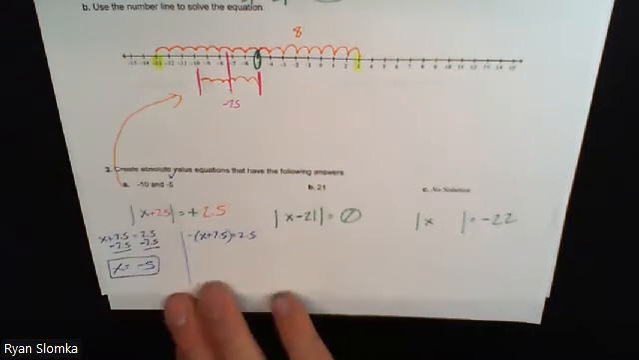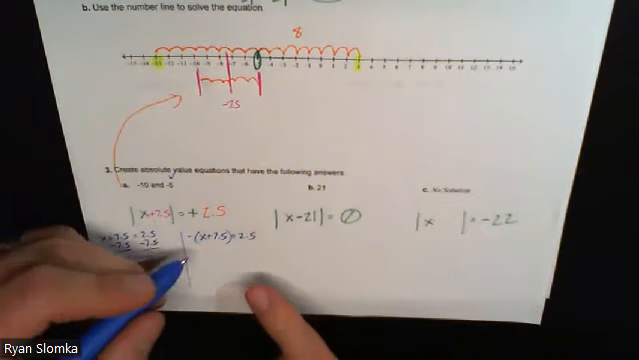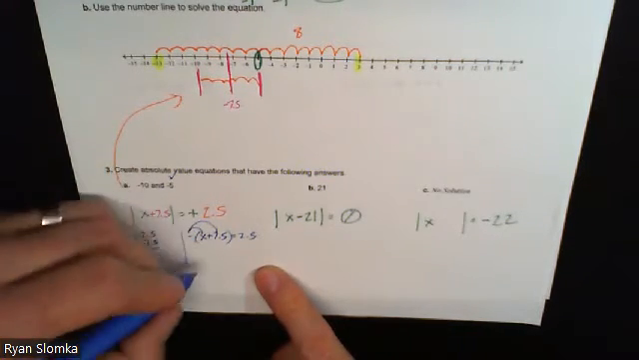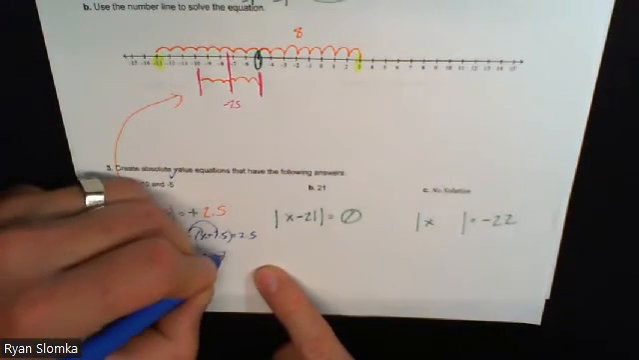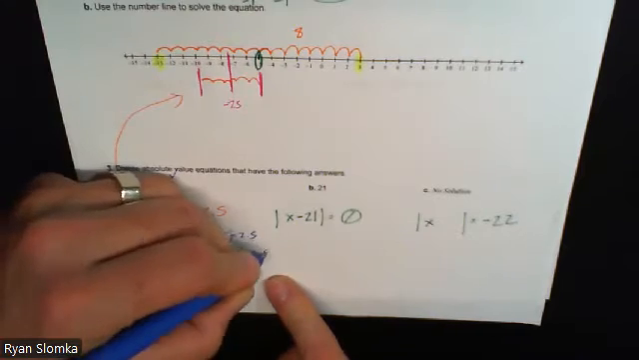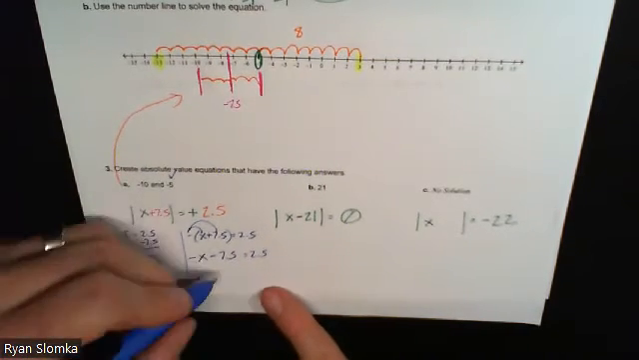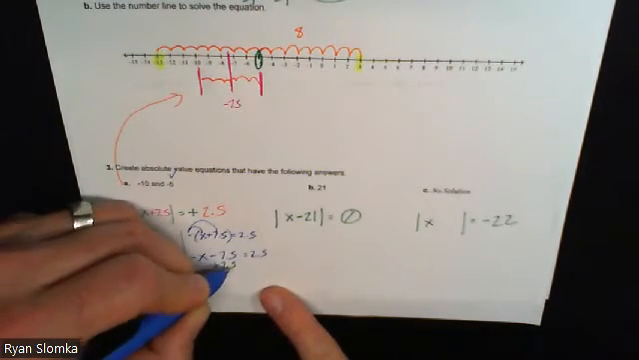Excellent. That's one of the answers I was looking for, so I feel good about that. Let's do another one. So now we're going to use the distributive property with our negative. Now that's -x minus 7.5 equals 2.5. I want to move my 7.5 over. This time I'm going to add it.